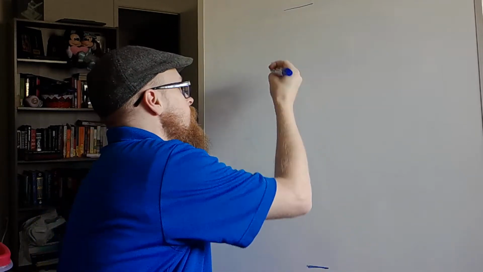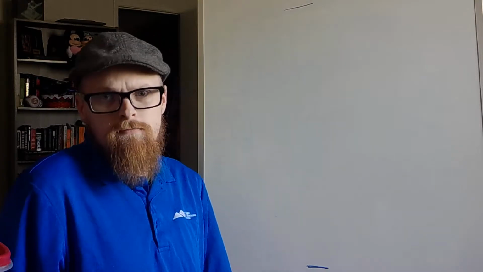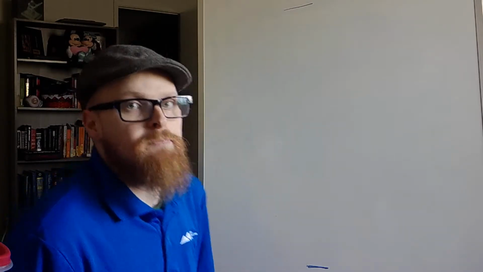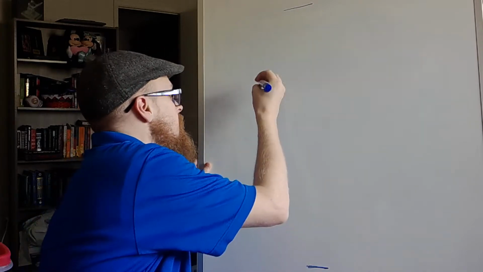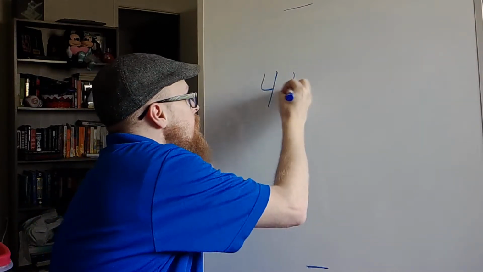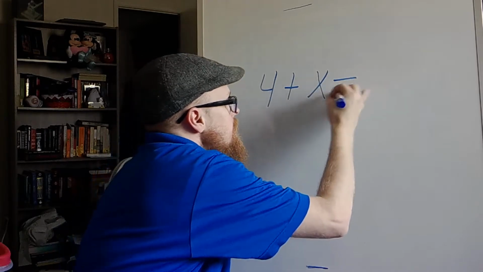Equations always use variables. When you first dive into the first part of your packet, you're going to be dealing with fairly simple equations. These will be things that look like 4 plus x equals 11.